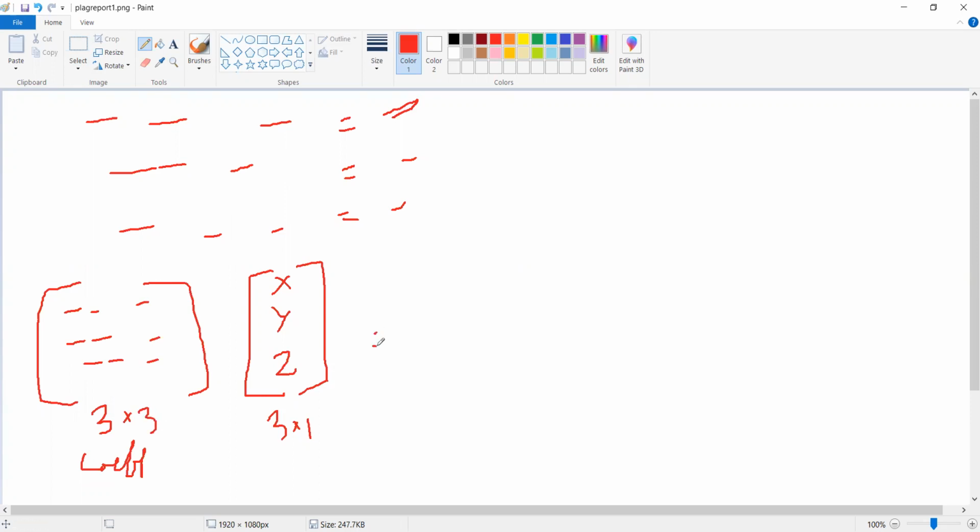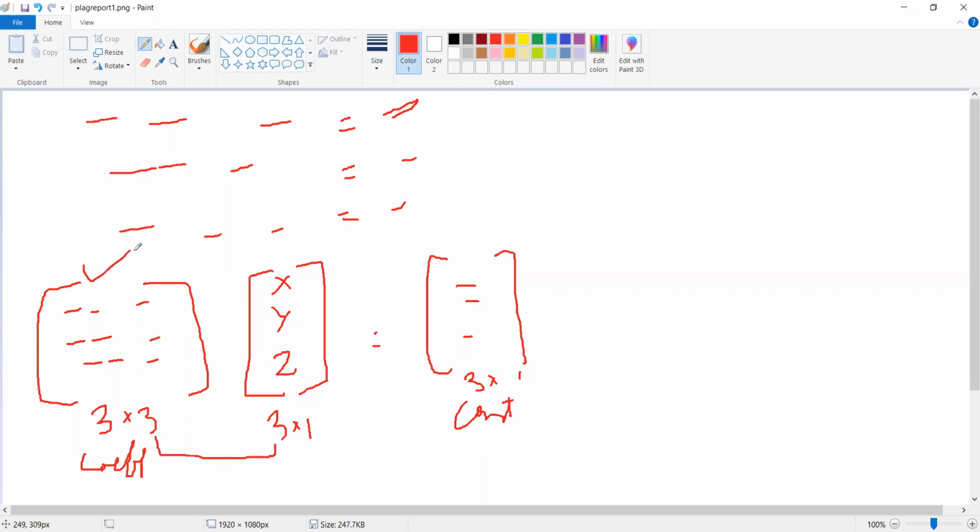And this is equal to, and this is again going to be your constant matrix. Constant means the output. And this is again 3 into 1. So you see, 3 into 3 times 3 into 1, it is possible to perform matrix multiplication, and the output is going to be 3 into 1. This is what we got.